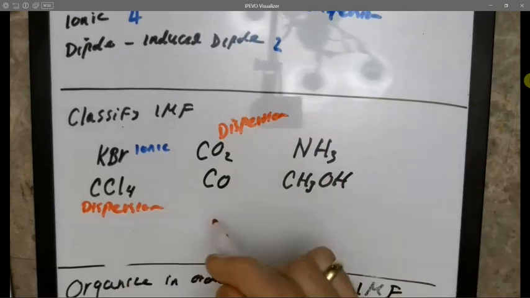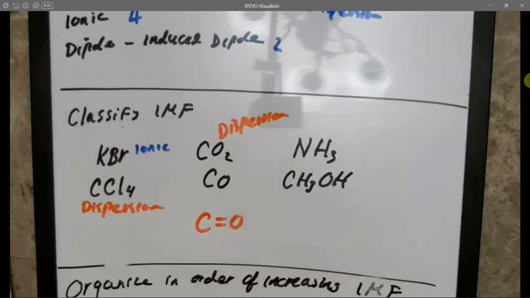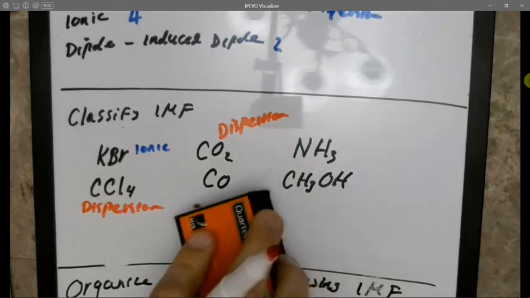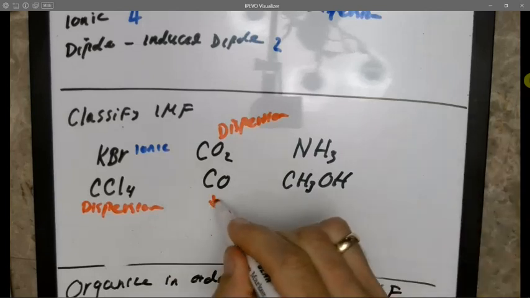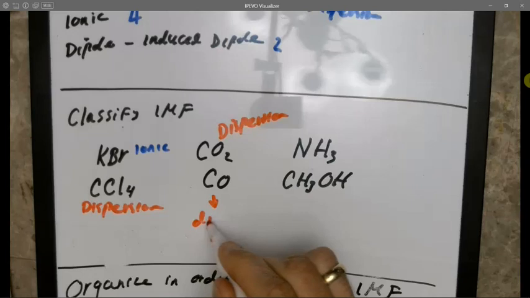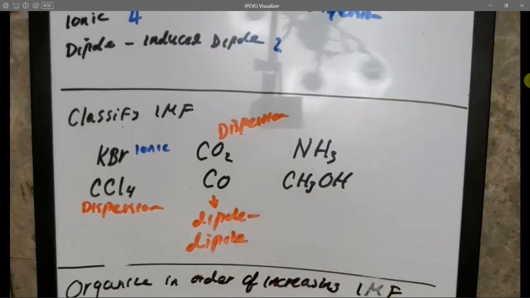CO, again, is going to be linear, like this, right? And CO molecules are polar because it's a linear molecule and it's not symmetrical. So what they do is they have poles, and we say that this is dipole.